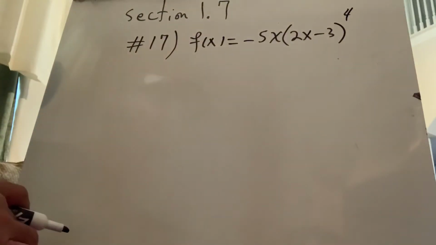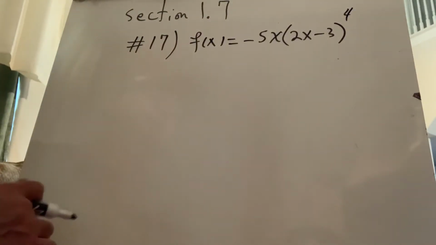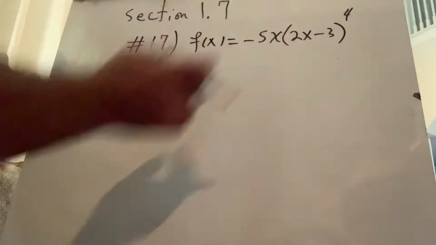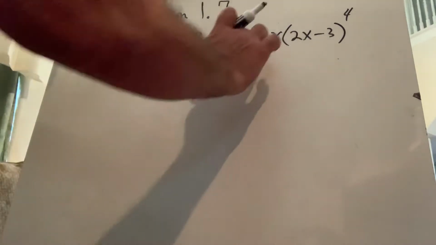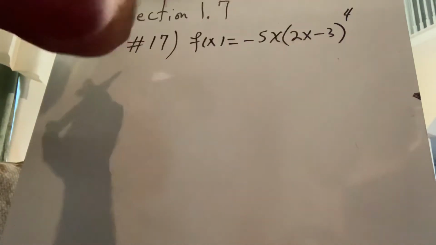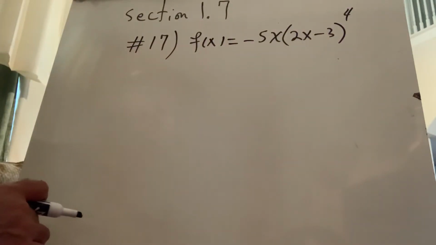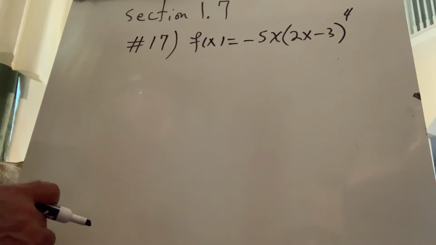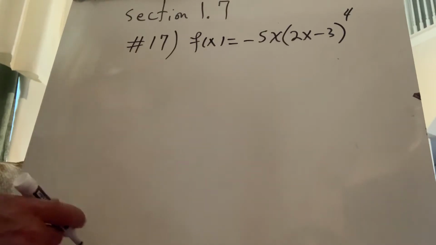Now, obviously, one option, which I would not suggest, would be to take 2x minus 3, multiply it by itself 4 times, which is going to be a lengthy process, then multiply every term by negative 5x, and then differentiate term by term, right? But that's not the best way to do it. The most efficient way would be to apply two main rules.